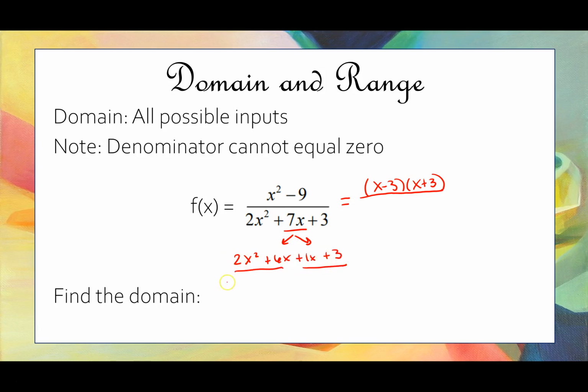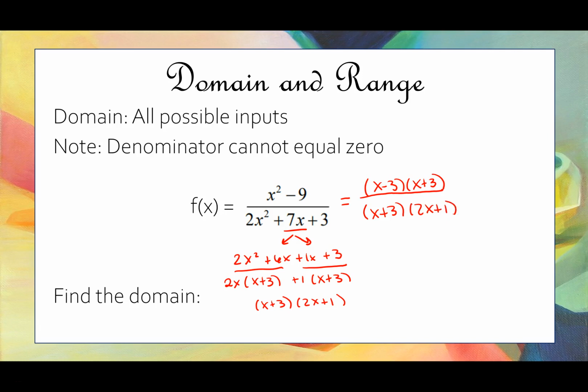Underline, underline, pull out a 2x, you get an x plus 3. X plus 3. This would be a plus 1. So we'd have an x plus 3 and a 2x plus 1. So I'm going to rewrite my denominator as an x plus 3 times a 2x plus 1.